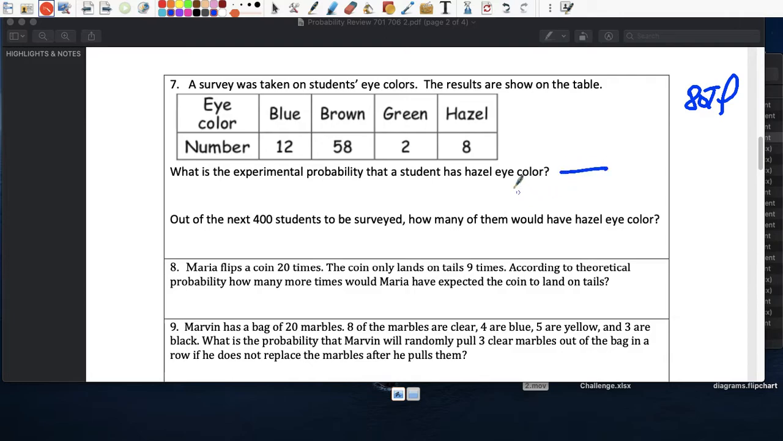So what's the probability that somebody had hazel? It was 8 out of 80. Simplify, 1 out of 10. 1 out of every 10 kids had hazel eye color.